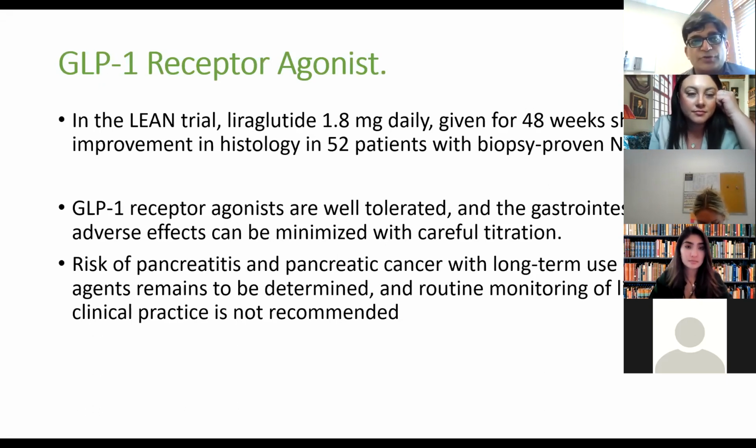Compared to Actos, this probably is a much better agent, the GLP-1. So these are your weekly Ozempic or daily Victoza injections, Trulicity. These are some of the agents. The advantage of using this medication is, unlike Actos, there will not be a weight gain. They will actually lose weight.